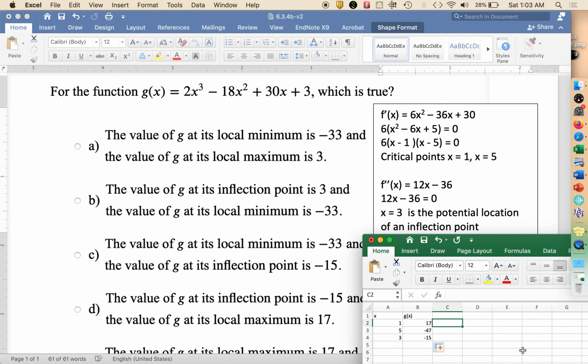All right, so remember that the 1 and the 5 were from the first derivative. So those were maxes and mins. Well, just looking at them, I see that 17 is bigger than negative 47, right? So the 17 is the max, relative max, and the negative 47 is the relative min, because it's less. Okay, the 3 came from the second derivative, so that was the location of the inflection point. So that is an inflection point. And the inflection point is actually at 3 comma negative 15.